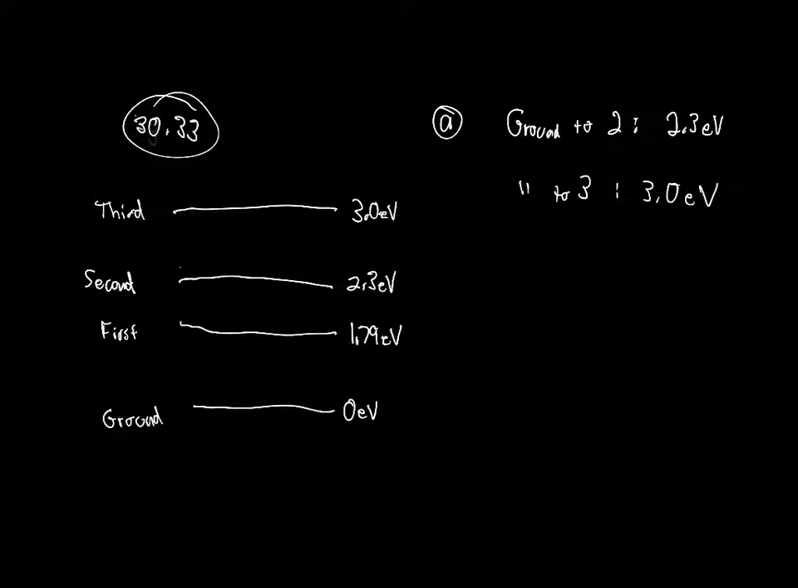Let's go off book. If I wanted to go from the first state to the third state, how would I figure that out? 3 minus 1.79. What is that? 1.21 electron volts. Okay, so that's part A. The way that you do that is look at problem 32 and then go from there.